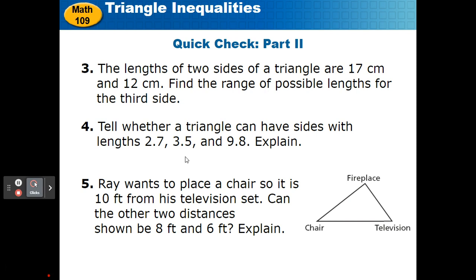Another quick check: find the range of possible lengths for the third side, whether a triangle can have sides with lengths 2.7, 3 and 5/10, and 9 and 8/10, and explain. And can we have an 8-foot, 6-foot, and 10-foot triangle? Again, pause for a minute and see if your answers agree with mine.